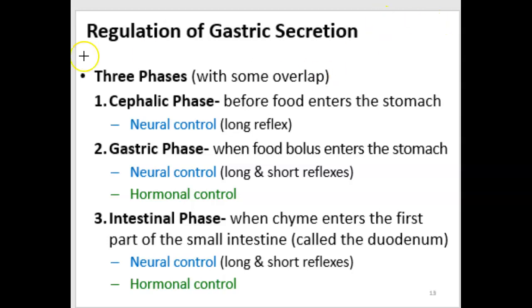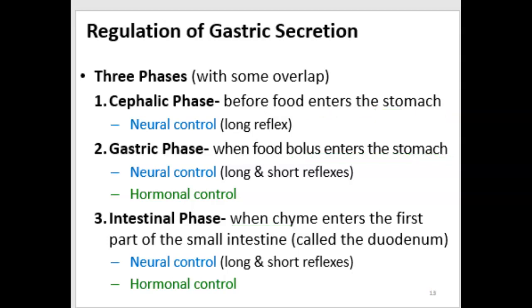So the cephalic phase refers to anything that happens regarding gastric secretion before you even get food into the stomach. In the gastric phase, the food bolus has entered the stomach. And the intestinal phase is defined as the period from when chyme first enters the duodenum until, I guess, the stomach is empty.